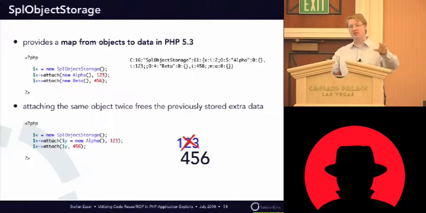So you can put objects into there and map some extra data to it. For example, you can put 1, 2, 3 as extra data for the alpha object, and you put 4, 5, 6 for the beta object as extra data. But what you can also do is put 2 different kinds of data for the same object. This means you first put in 1, 2, 3, and then 4, 5, 6 for the same object. What will happen is that SPL Object Storage will delete the old value, in this case 1, 2, 3. So why could this be a problem?